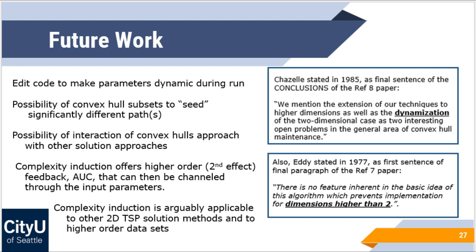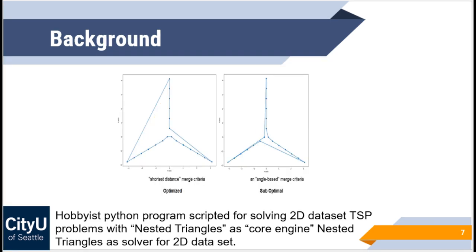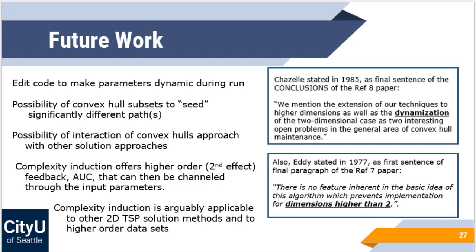Quickly point out that maybe I brought something to the table. As nested triangles are to 2D data sets, tetrahedrons are to 3D data sets. So maybe writing the code relative to nested tetrahedrons might provide a core engine that provides quite a bit of mileage. And I was quite happy to find those 2 quotes, dimensions higher than 2 and dynamization.